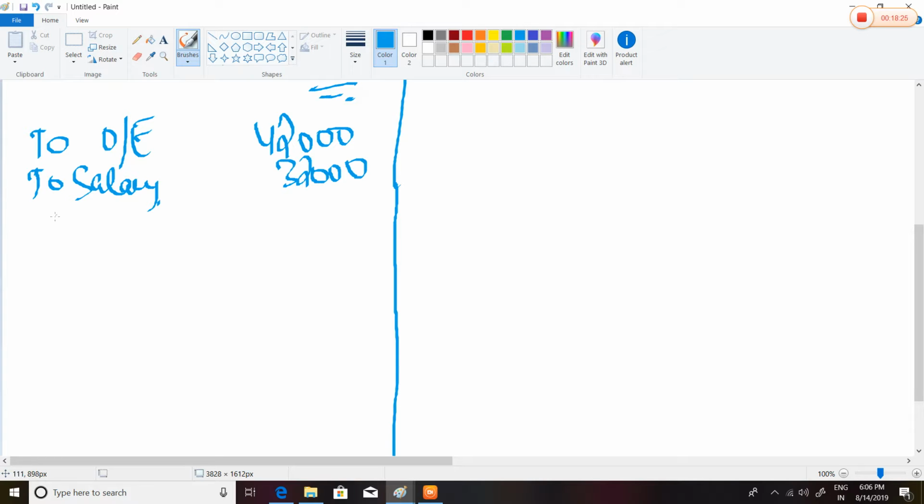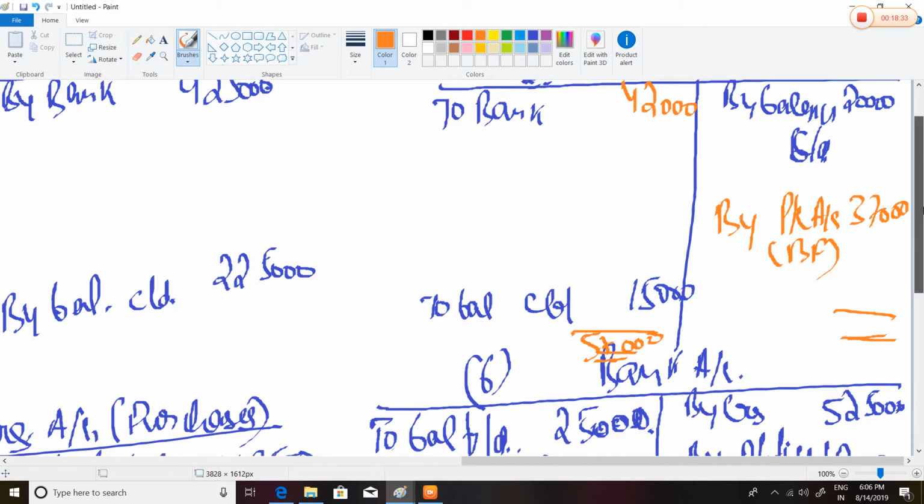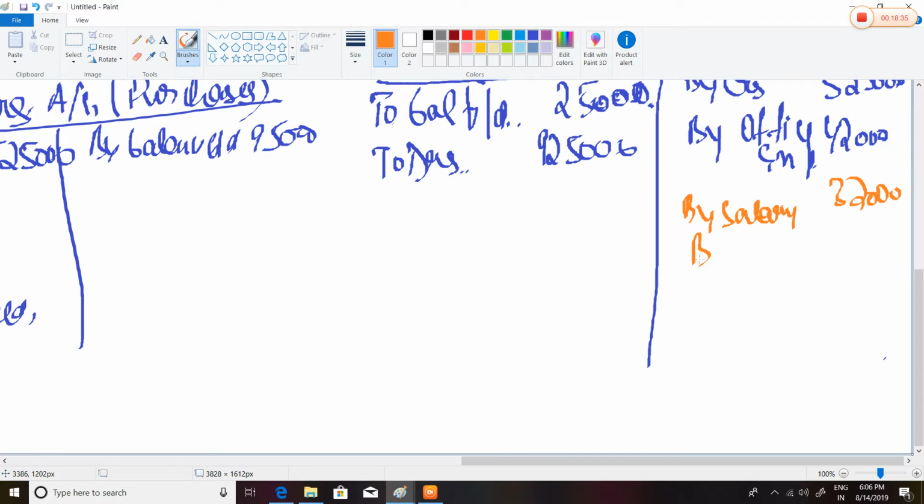To selling expenses 15,000, and it will be in the bank account by selling expenses 15,000.